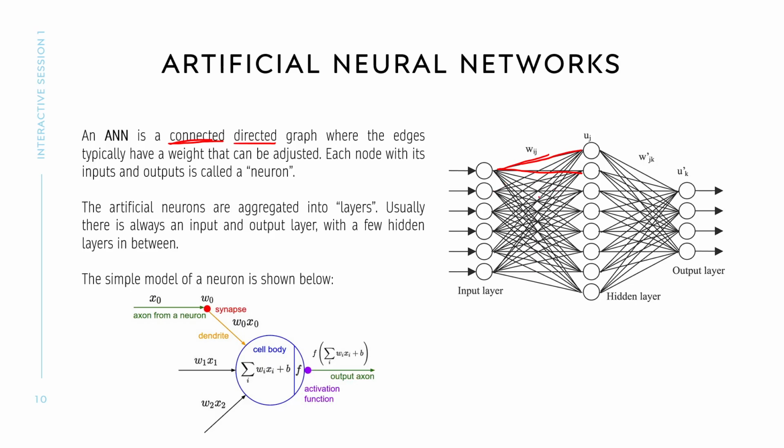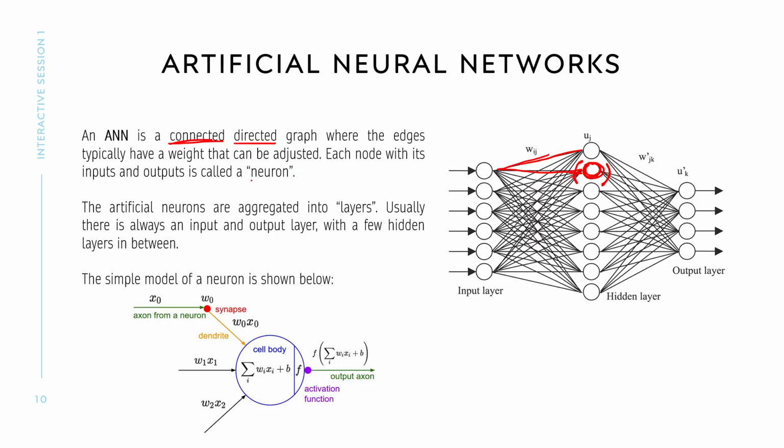And each node, so here I have a node, right? And this node has, let's see, 1 2 3 4 5 6 inputs, right? So this has 6 inputs and how many outputs? 1 2 3 4, right? So this entire entity, the node along with its inputs and outputs, is called a neuron.